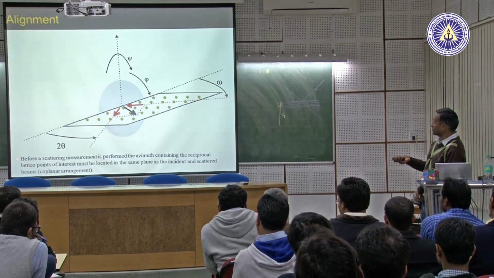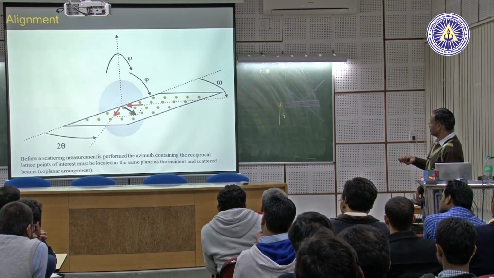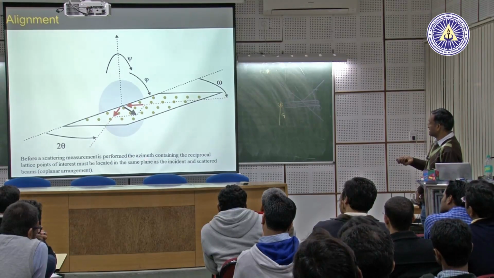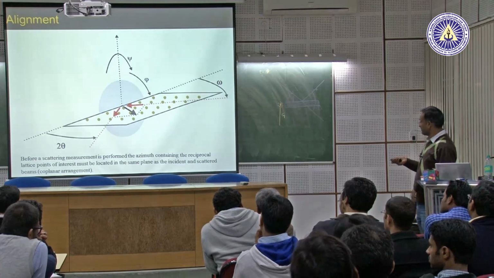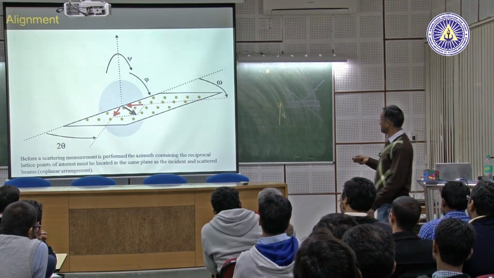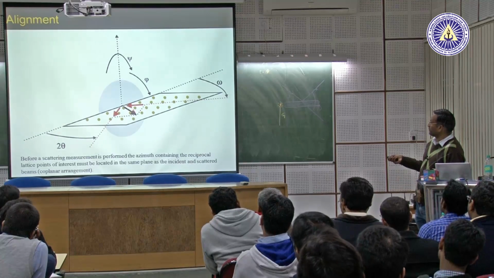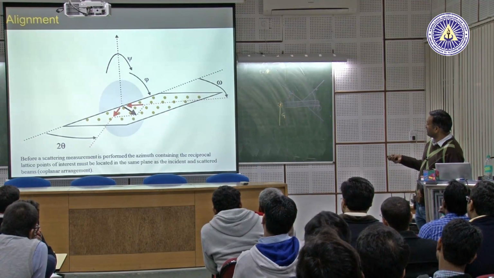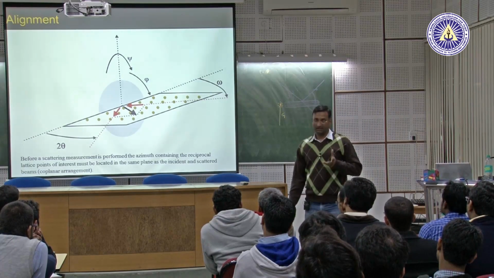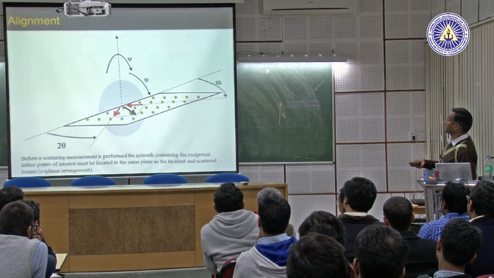So basically, before performing a scattering experiment, you change the azimuth. Before a scattering measurement is performed, the azimuth containing the reciprocal lattice points of interest must be located in the same plane as the incident and the scattered beam. So this particular point must come within this plane, and this requires some initial alignment of the diffractometer and the sample. So that is the first thing.